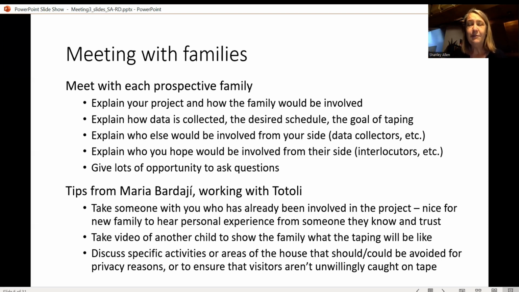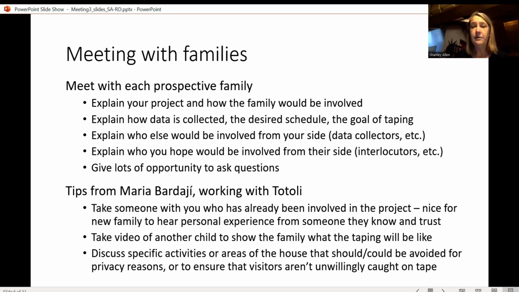Once you've identified some families, of course, you want to meet with them and see if they really want to be involved. So then you want to meet with each prospective family and explain your project and how the family would be involved, how data is collected, what the taping schedule would be if you're going to tape more than once, what the goal of the project is, the goal of the taping, what kinds of interactions you're looking for, all of those kinds of things so that they know what to expect and what would be involved if they agree. And explain who else would be involved from your side.